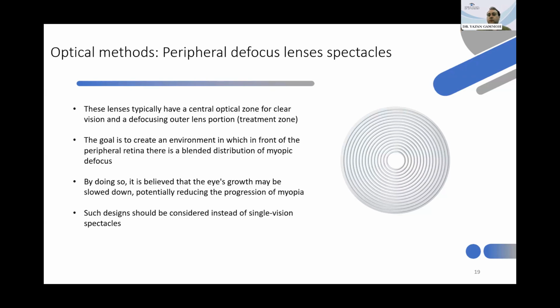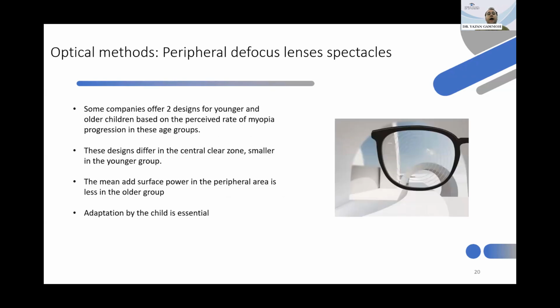So, as I said before, such designs should be considered instead of single vision spectacles. So consider them as your first choice of treatment. Some companies actually offer two designs for younger and older children, which is really quite interesting, and I really like that. The designs differ in the central zone clearance area, which is usually smaller in the younger group, and the mean add surface power in the peripheral area is a little bit less in the older group. This is good as it will allow for easy adaptation for children.